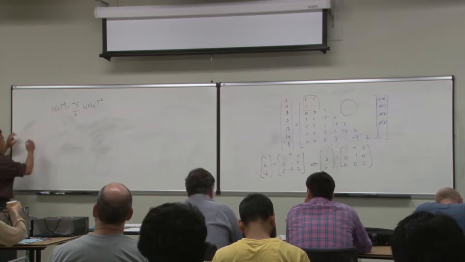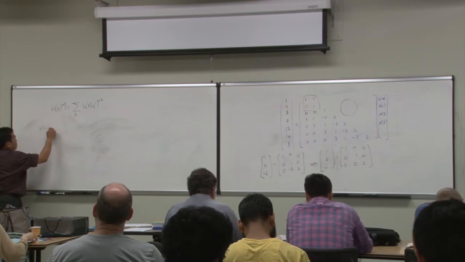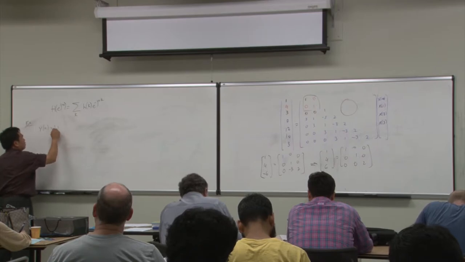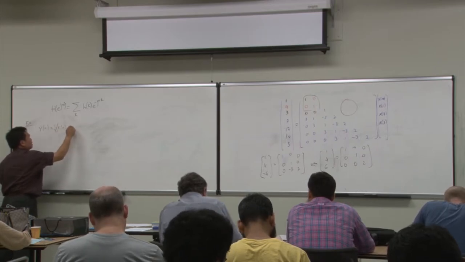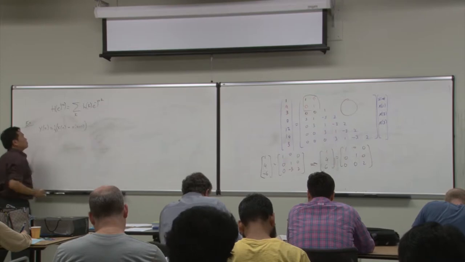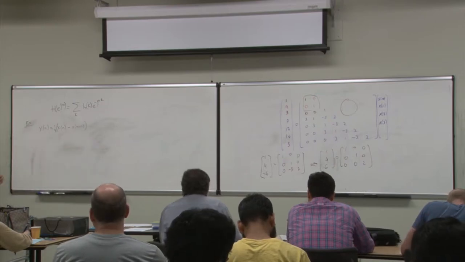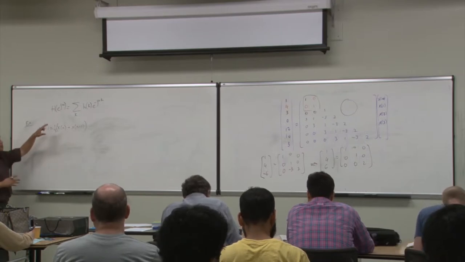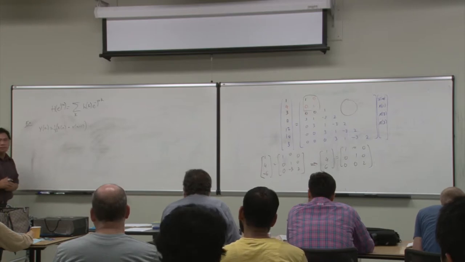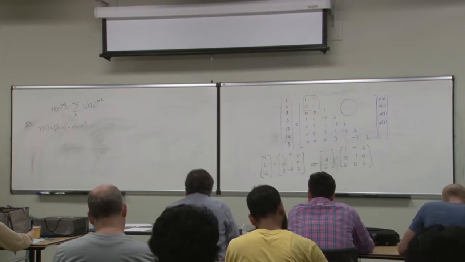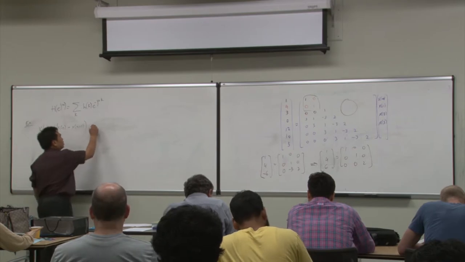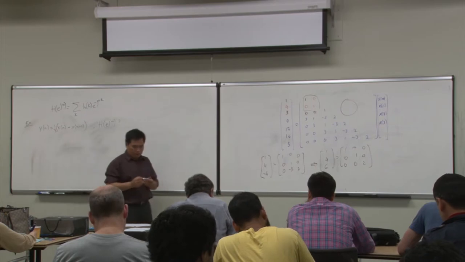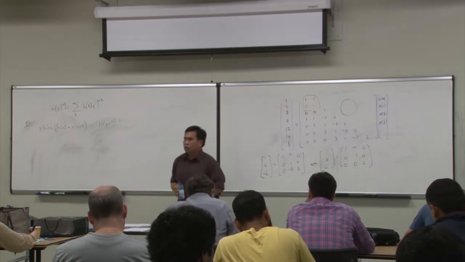Okay? So let's take a few examples of this Fourier transform. Let's say I have y of n equals 1 half of x of n plus x of n minus 1. That's a system, an input-output relationship. I'm asking you to help me find the Fourier transform of this system, that is, H of e to the j omega. How do I do this?